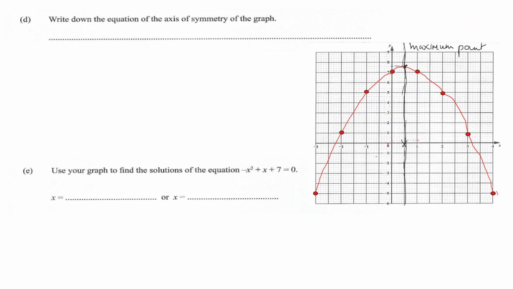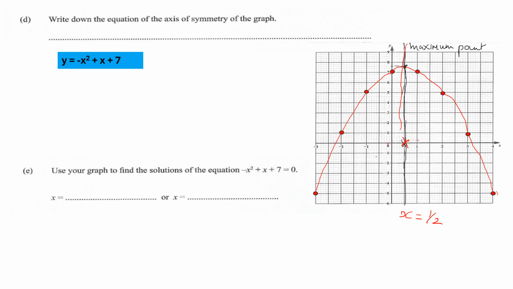So here we're asked to write down the equation of the axis of symmetry of the graph. Remember we talked about it earlier, this line here. And we said that it is right here, x equals a half. So that's the answer. But there's a way of calculating it.